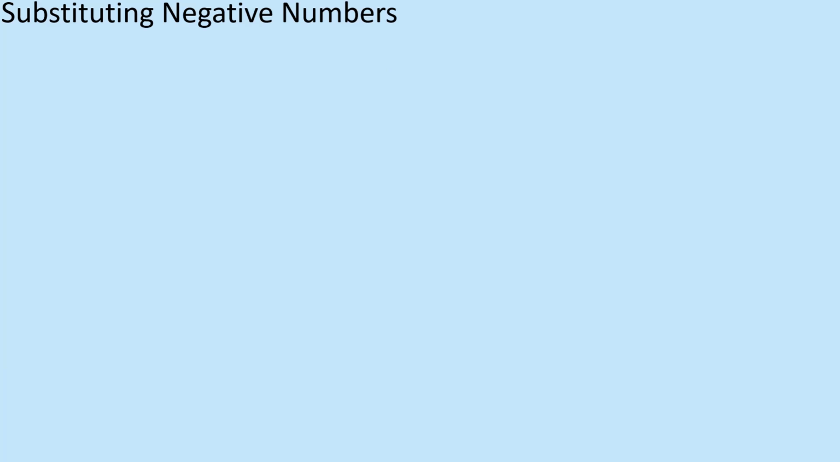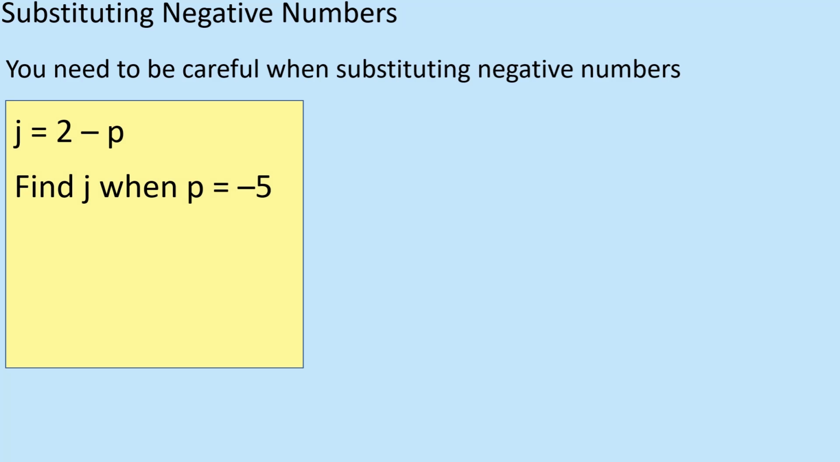There's one last bit, which I mentioned when I talked about substituting numbers into expressions, and that is the idea of using negative numbers. The process is exactly the same, but you've got to watch out for those negative signs, so be very, very careful. So j is equal to 2 minus p. Find j when p is equal to 5. Let's put those numbers straight in. I've got j is equal to 2 minus 5. What you should notice is I've got a double negative, so it's going to become a plus. So j is equal to 2 plus 5, which gives me 7.